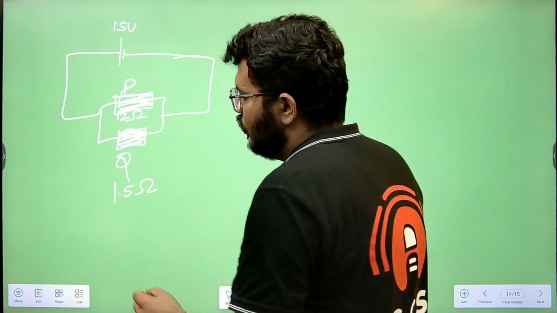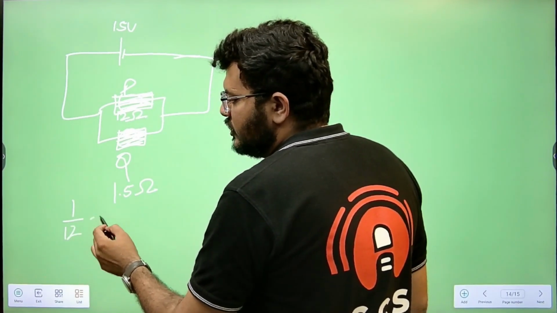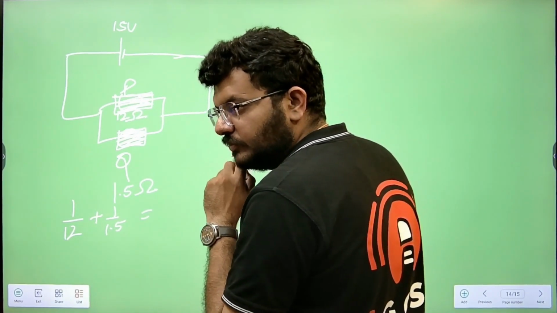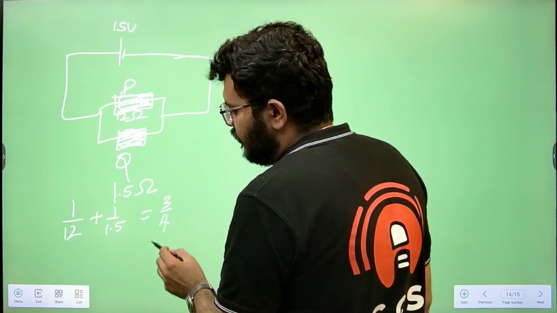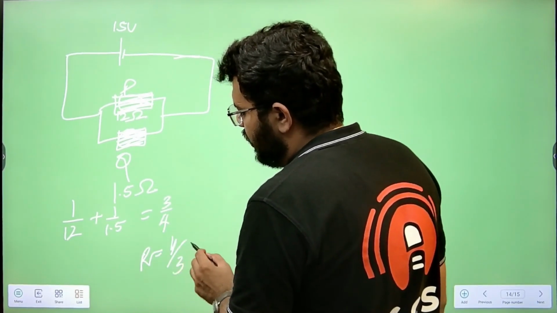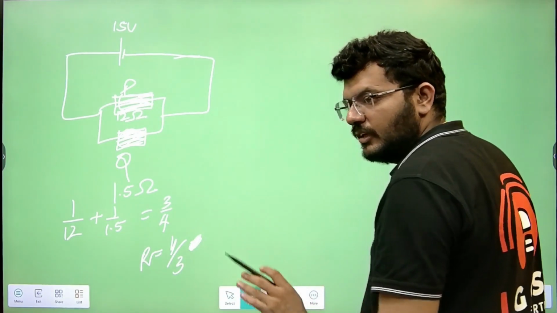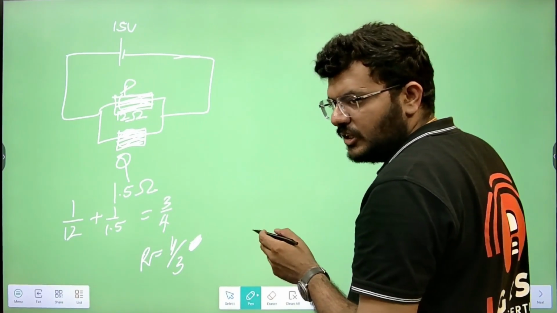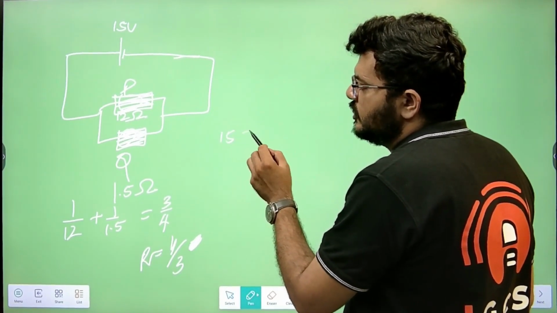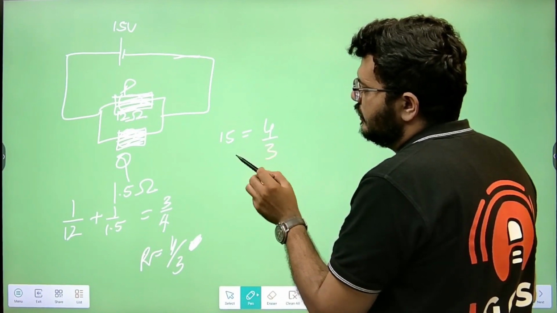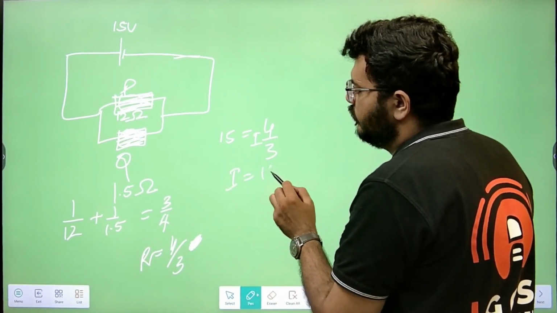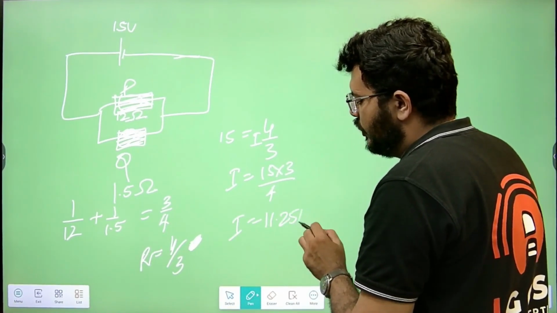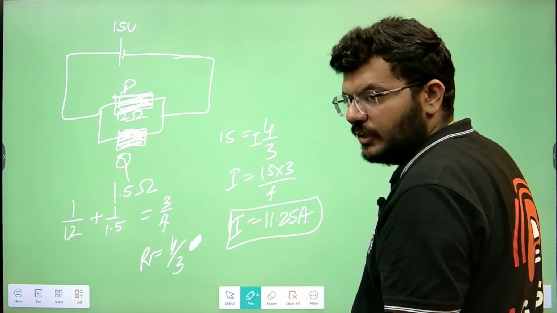So first I need to find out what is the equivalent resistance of this arrangement, which is 3 by 4 and therefore R is equal to 4 by 3. Okay, let's keep 4 by 3, right? The total resistance is 4 by 3. Then you will need to find out what is the current in this circuit. So V is equal to IR. So I is equal to 15 into 3 by 4, 11.25 ampere of current, right?